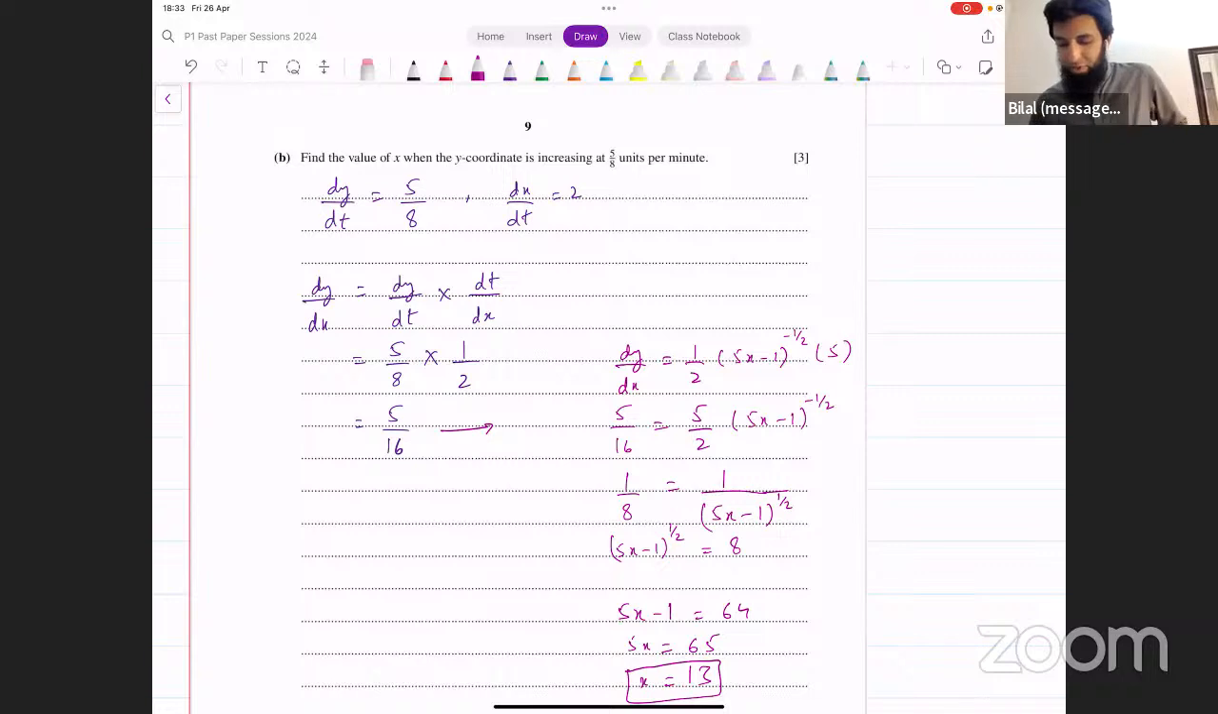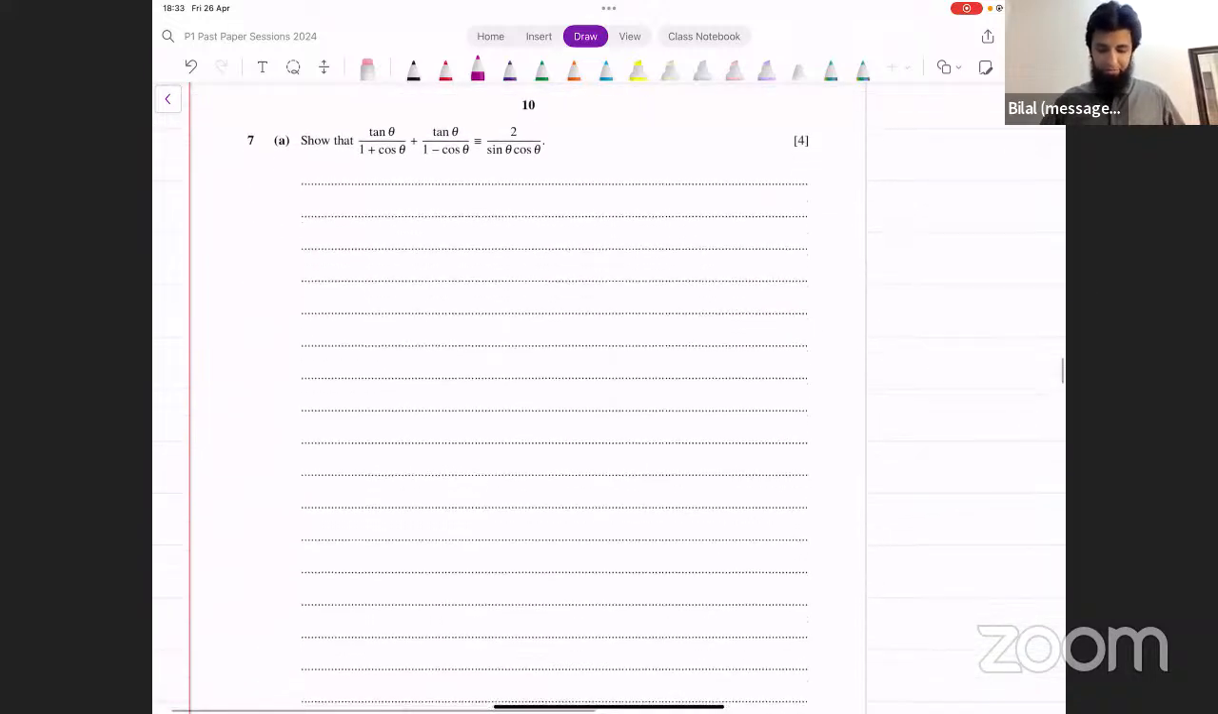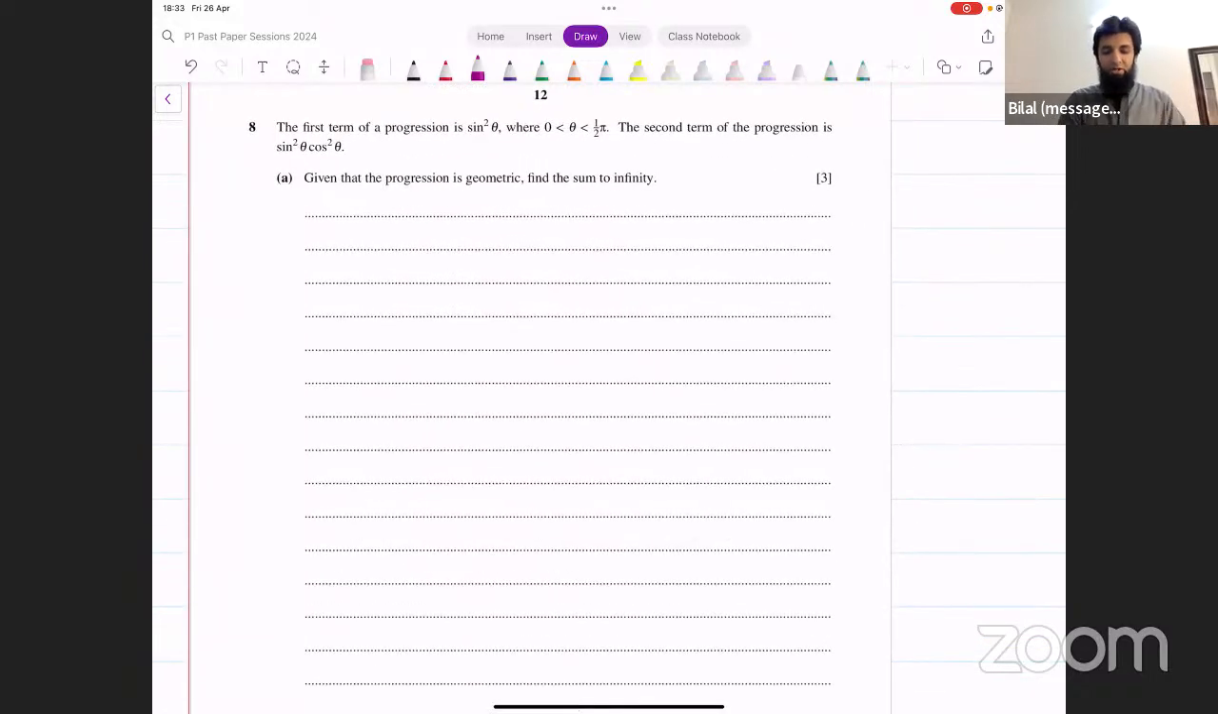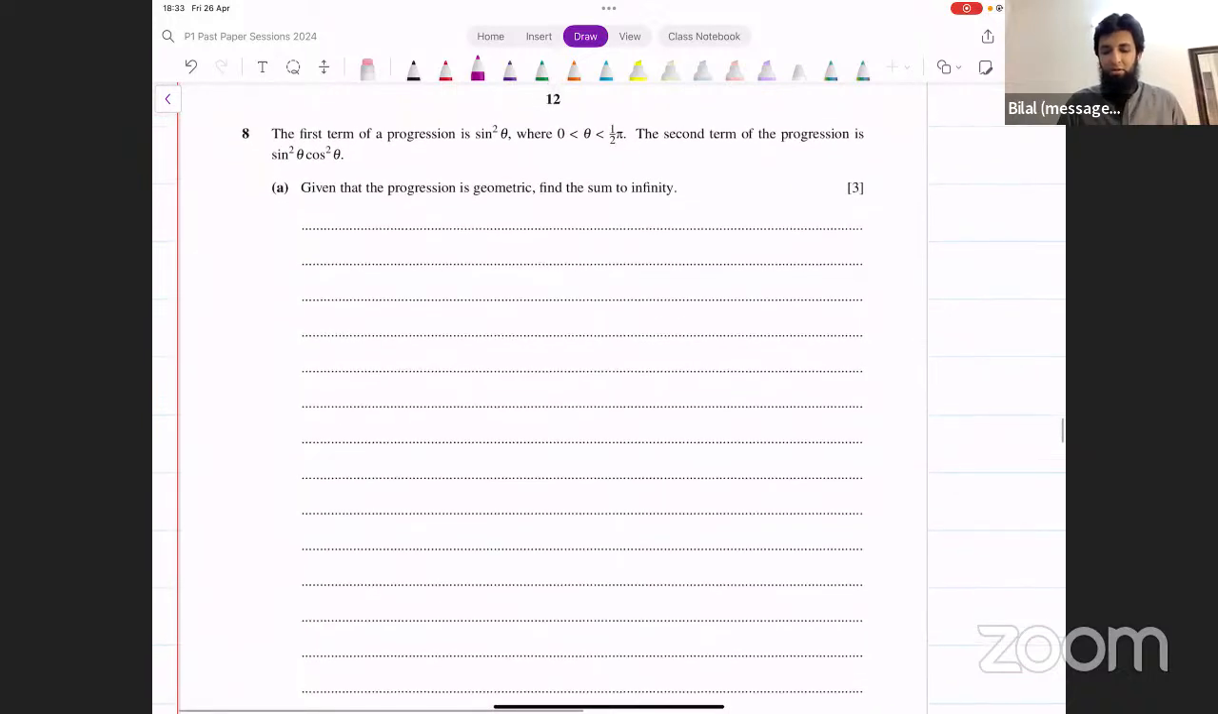So next we have question number 8 and question number 11. Let's do these two questions quickly and then we end for today. 8 and 11. Okay, so the first term of a progression is sine squared theta. And the second term of the progression is sine squared theta cos squared theta. Given that the progression is geometric, find the sum to infinity.